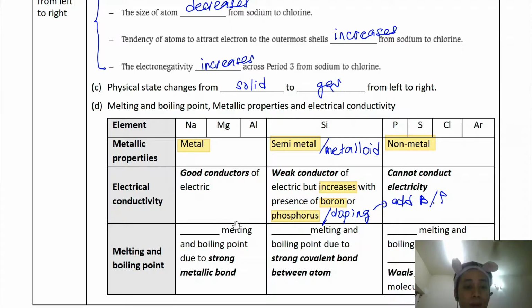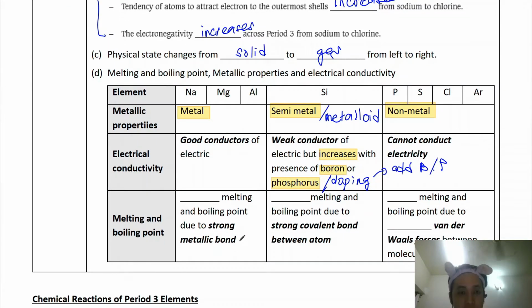For melting point and boiling point, if you are a metal, you have high melting and boiling points because you have a strong metallic bond. Now remember, what is a metallic bond? If you have forgotten, please refer back to the Group 1 element videos, where I did a brief explanation on the metallic bond. For silicon, you also have high melting and boiling points because of covalent bonds. A covalent bond is the bond that exists between atoms.